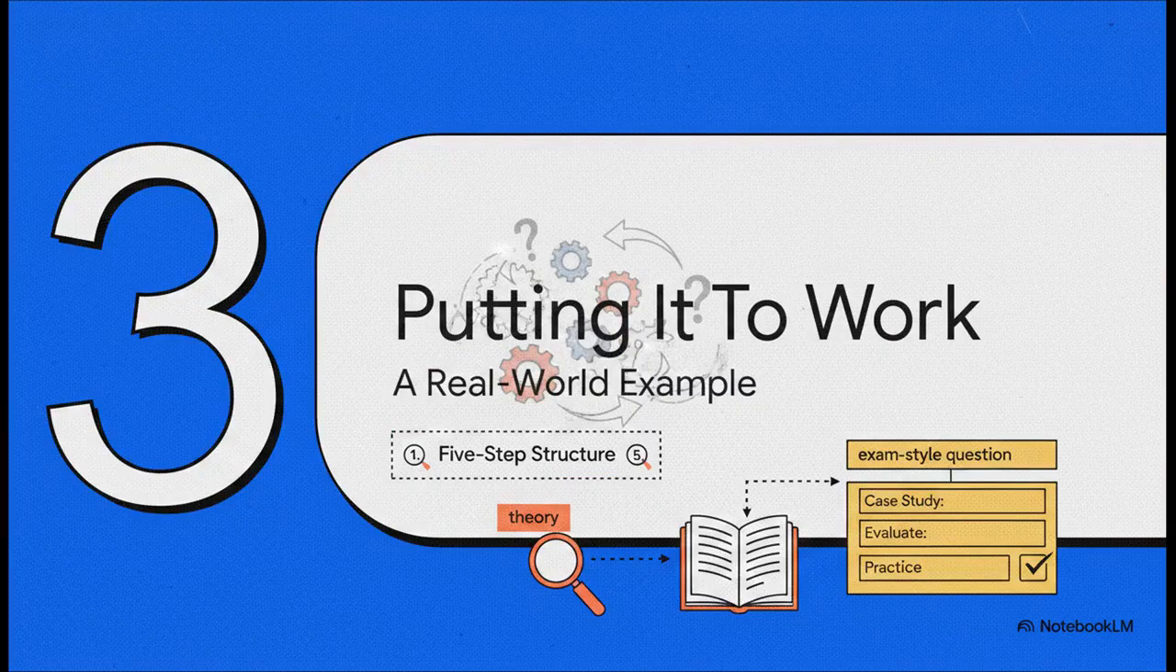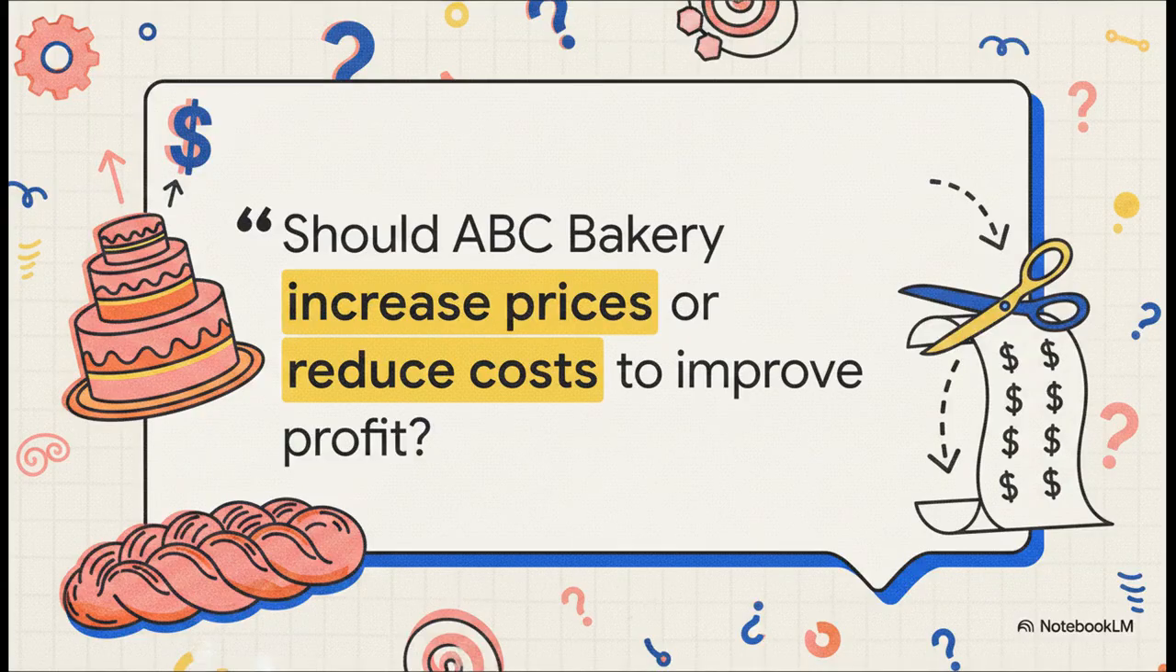Okay, theory is great, but let's put this to work, right? We're going to take this 5-step structure and apply it to a classic exam-style question so you can see exactly how it all fits together. So here's our scenario. We've got ABC Bakery. They need to boost their profits. And they've got 2 main choices on the table. Should they start charging more for their bread and cakes, or should they try to find ways to cut their spending? What's the right call?